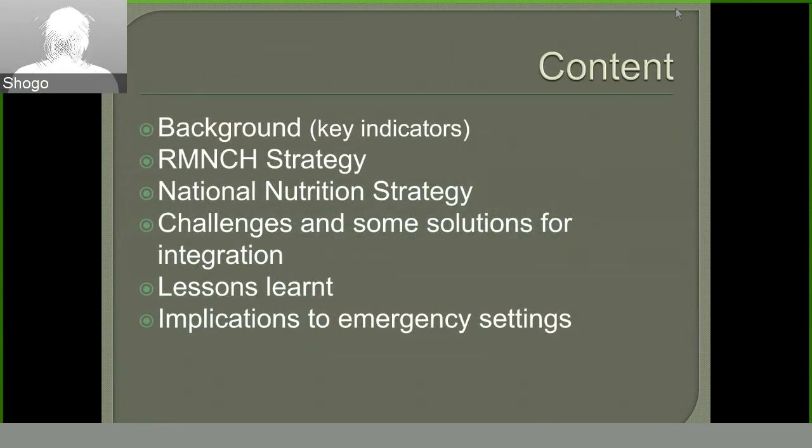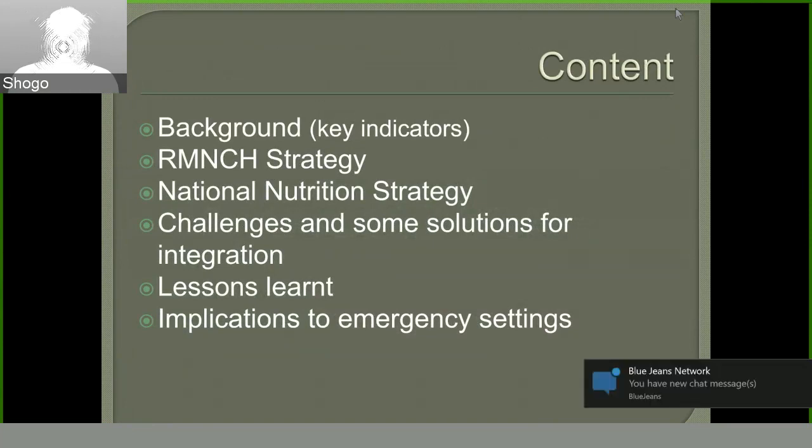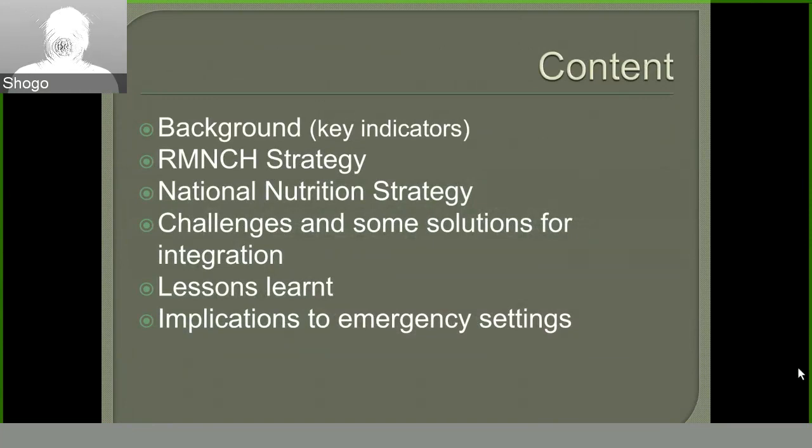As Andy said, since I'm not working right now in emergency settings, my talk today will be mainly about what we encounter in daily life in this peaceful country, Laos. But I will illustrate some of the challenges and bottlenecks that we encountered or anticipated and managed to minimize in the process of integrating nutrition interventions and RM and CH interventions, from which I hope we can draw some lessons applicable for emergency settings.